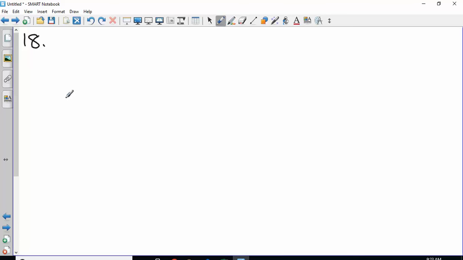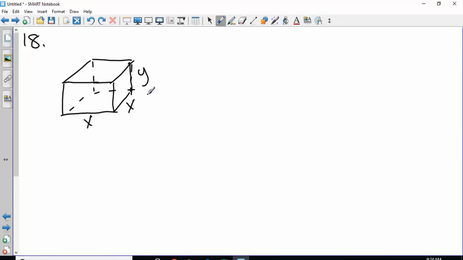Okay, suppose you were to make a rectangular box with a square base from 2 different materials. So we have this box. Okay, so here's my box. If the base is square, what do we know about these sides? Okay, so let's call them both X. And then we don't know anything about this, so let's call it Y.